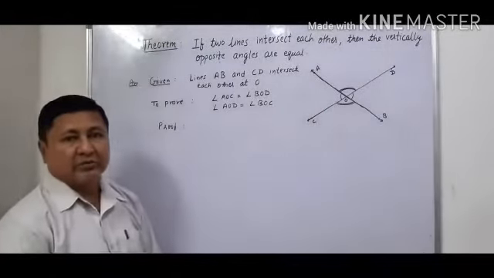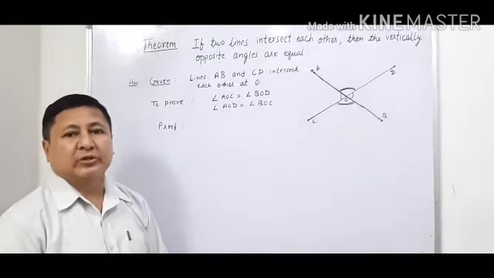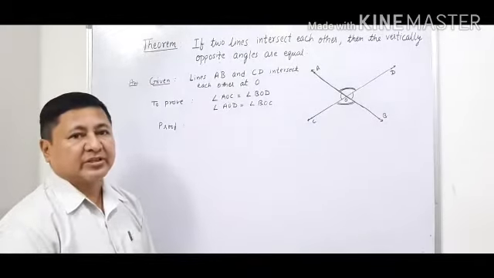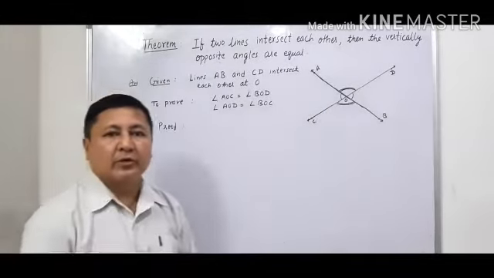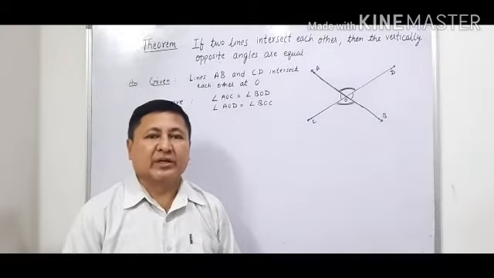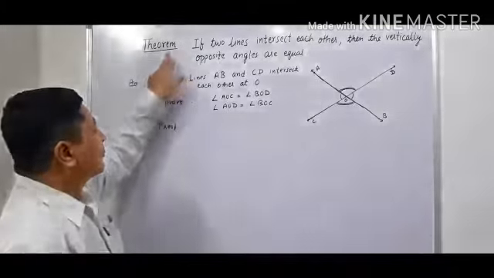Now what is a theorem first? We should know what a theorem is. Theorems are statements which can be proved. That statement which can be proved is known as a theorem. For example, the sum of all the angles of a triangle is 180 degrees. This we can prove. And here we are going to prove the theorem.